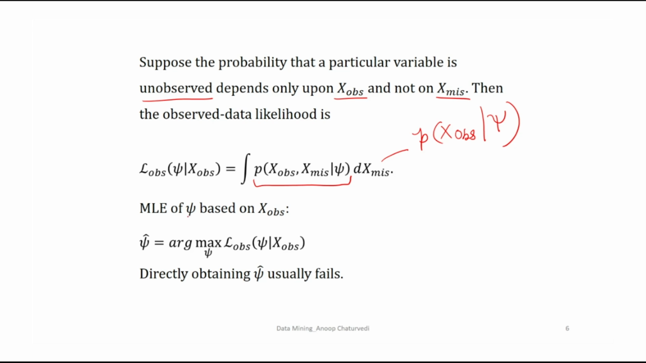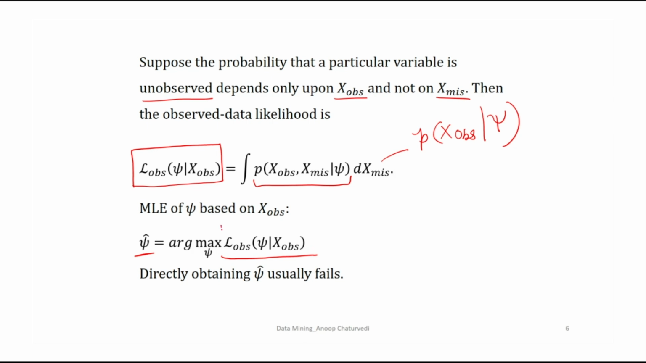Then the maximum likelihood estimator of psi based upon x observed is, say, psi hat. What do we do? This is the likelihood function for the observed data. So, we maximize this likelihood function with respect to psi. So, the maximum likelihood estimator is the argmax over psi of L observed psi given x observed.